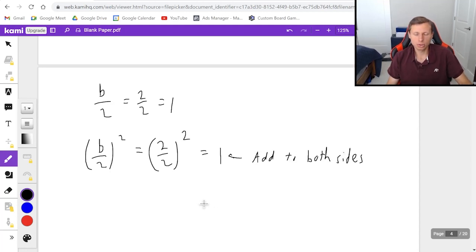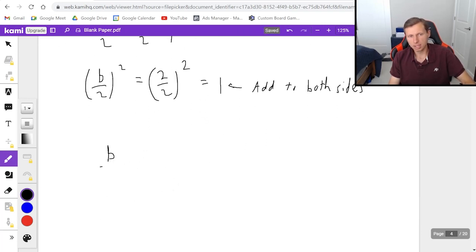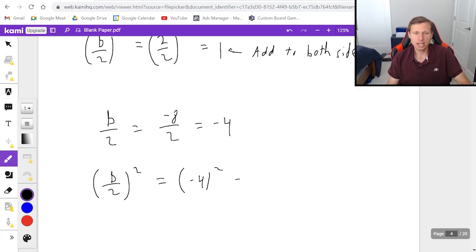Before I do that, I also want to do the same thing for the y. So for the y, I see that b is equal to negative 8. So that means b over 2 is negative 8 over 2, or negative 4. And then b over 2 squared would be negative 4 squared. Remember that any negative number squared is positive, so that's going to be positive 16. And we're going to add that to both sides as well.